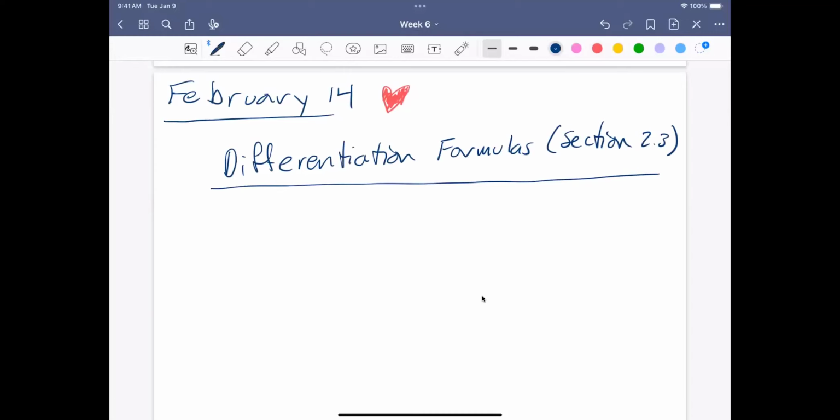Morning, everyone. I guess lecture for you today. Today we're going to cover differentiation formulas, section 2.3 in Stewart.